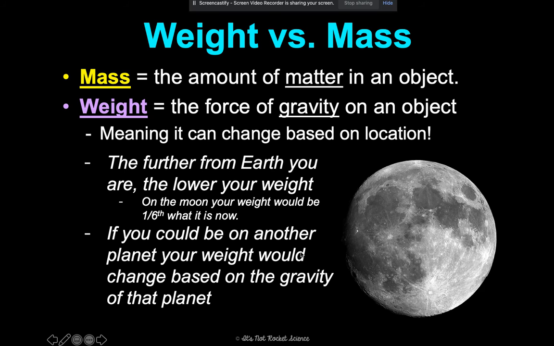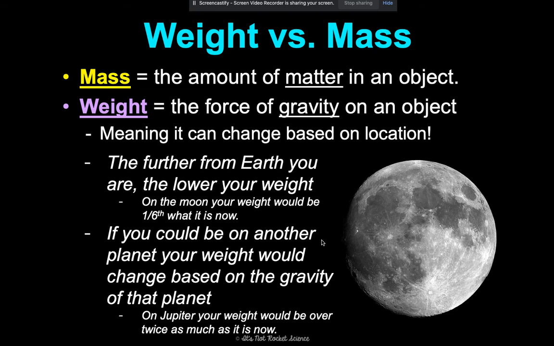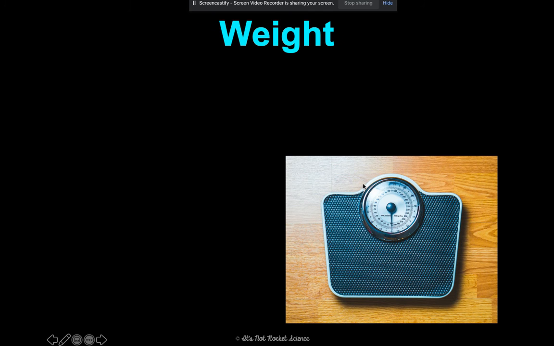If you could be on another planet, your weight would change based on the gravity of that planet. On Jupiter, your weight would be over twice as much as it is now because Jupiter is larger. So we have to think about mass versus distance too. It depends on the planet, but most of the time, the farther out you get, the less you would weigh. But it also depends on size. Jupiter and Saturn are huge planets compared to Earth and Mars, so of course we would weigh more on those two planets.